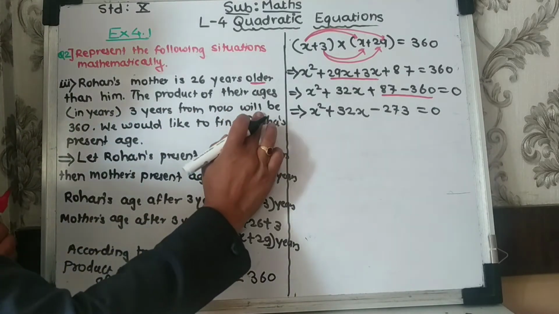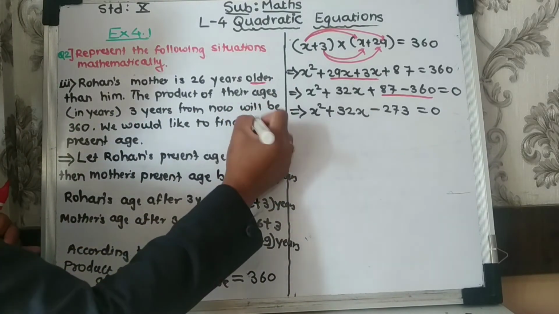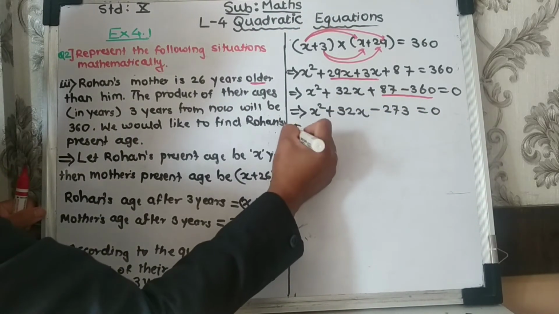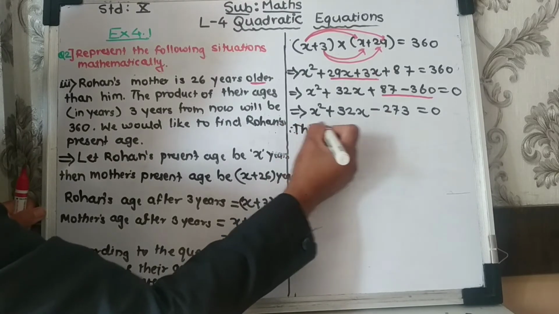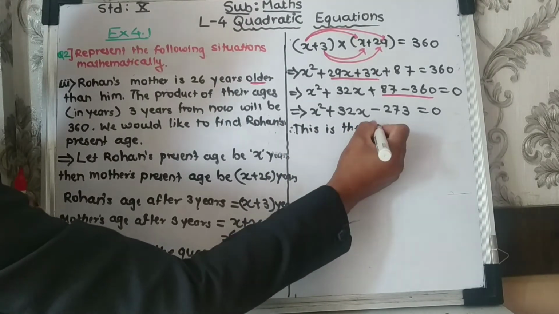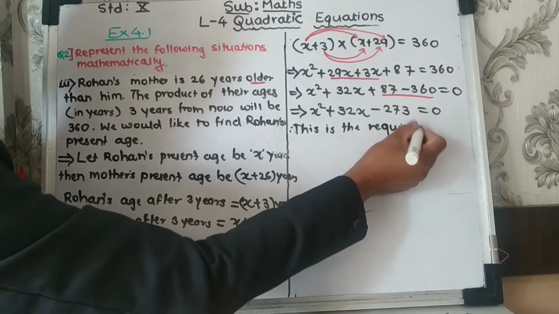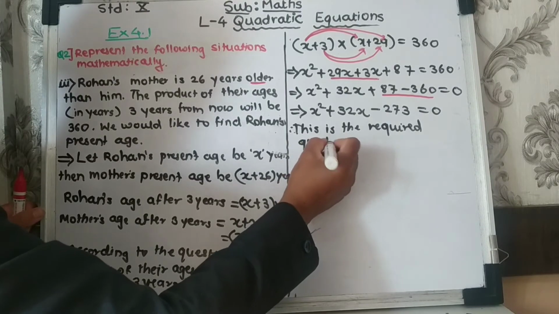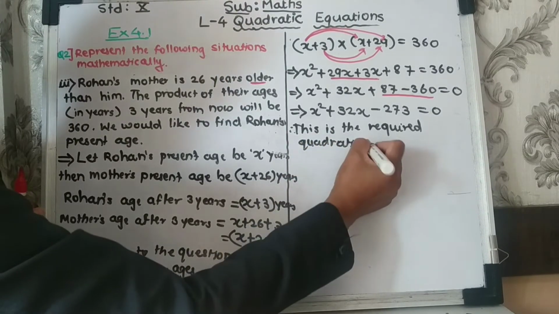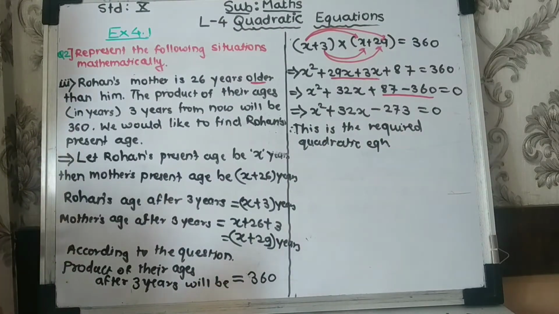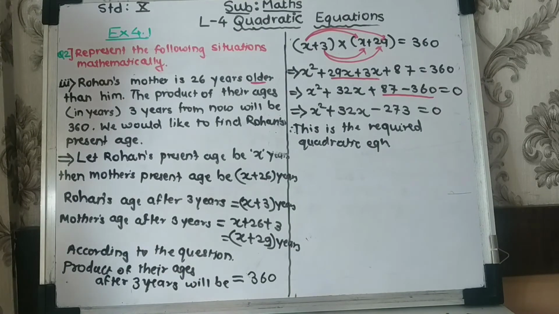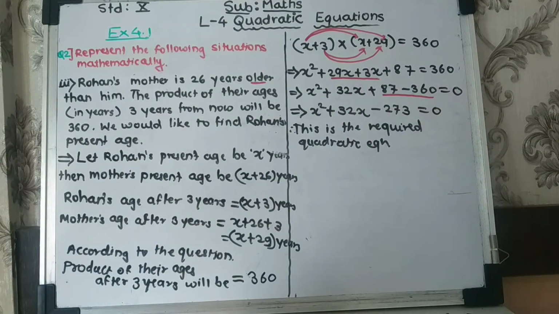Here, by mistake, I have written Radha's age. It is Rohan's age. So we will write: therefore, this is the required quadratic equation to find out Rohan's age. Understood? One more sum we will see, that is sum number four.